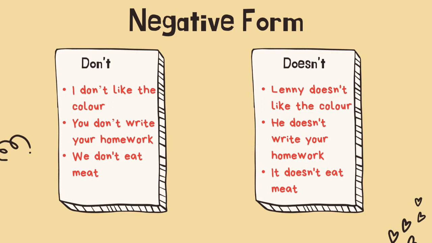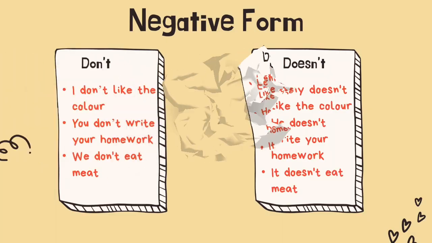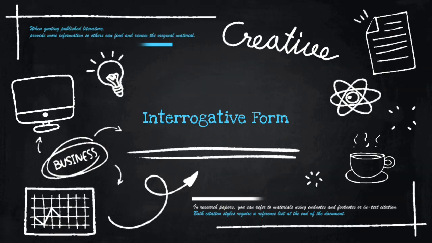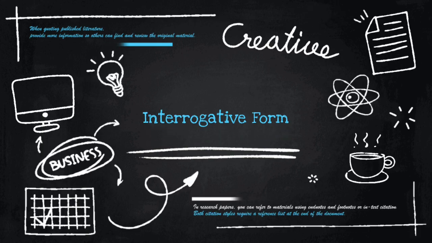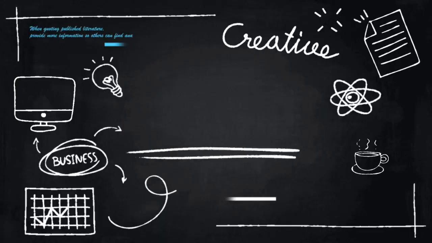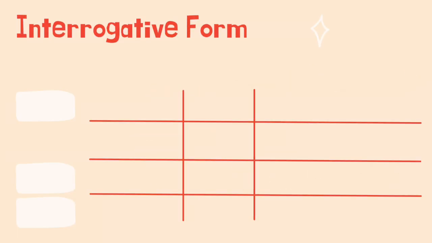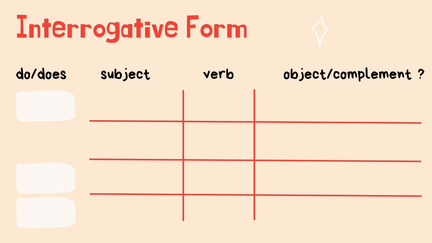Now, let's see how we create interrogative sentence in simple present tense. In interrogative sentence, we need do and does. As we see the form, we already know which subject use do and which subject use does. Okay, first do and does, and then the subject. And then the verb, and the last is object or complement.